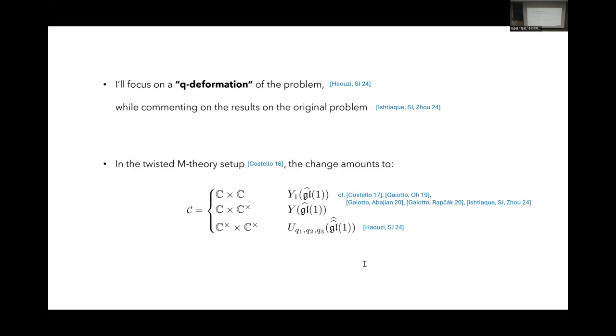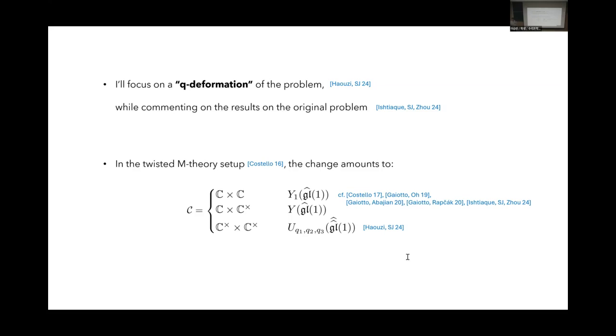I should say the first two cases, which involve the affine Yangian, have been studied by Kevin Costello and Davide Gaiotto, from which my work was greatly motivated. And the new ingredient is the last row of the M theory table that involves the background C star times C star, giving rise to the quantum toroidal algebra.